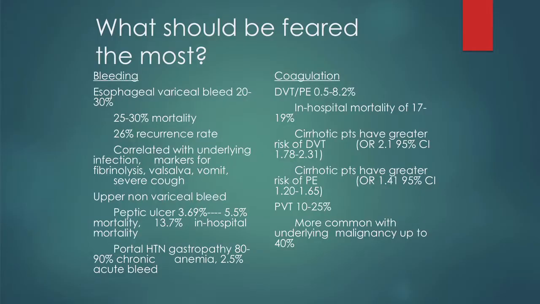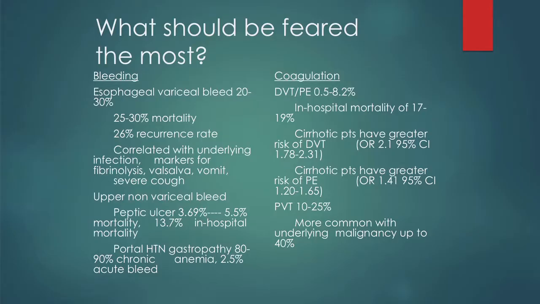On the other hand, DVT or PE has been shown to be in 0.5 to 8.2% of patients, and this is for hospitalized patients, but it has an increased mortality. 17 to 19% mortality just by having these events themselves. Cirrhotic patients have a greater risk of DVT, with an odds ratio of 2.1. They also have a greater risk for PE. And then for portal vein thrombosis, it's about 10 to 25%.